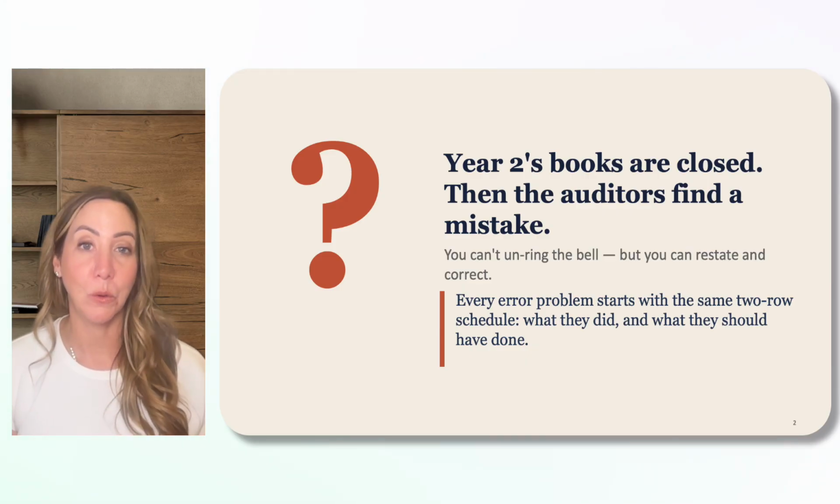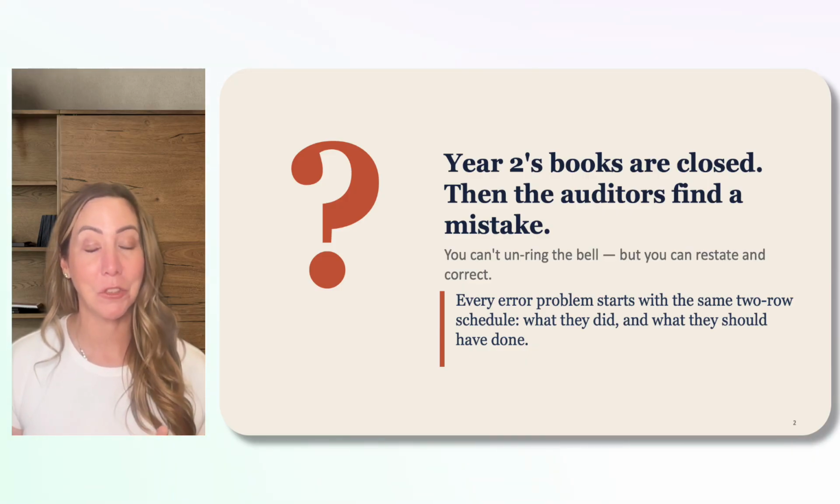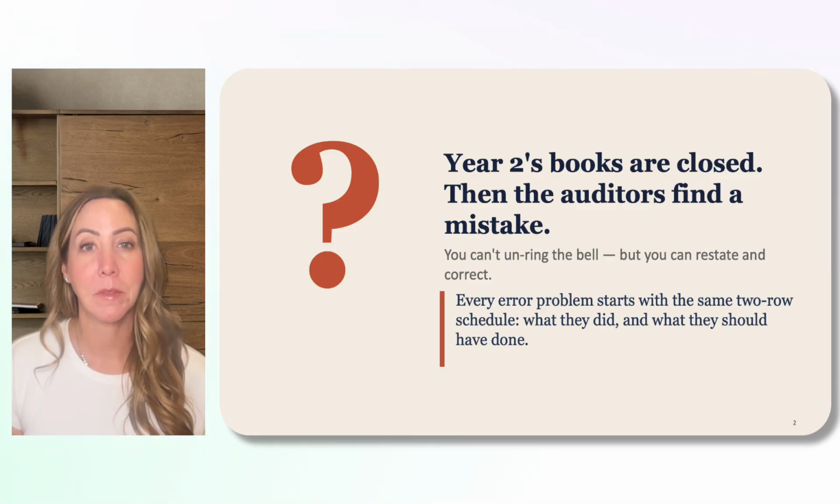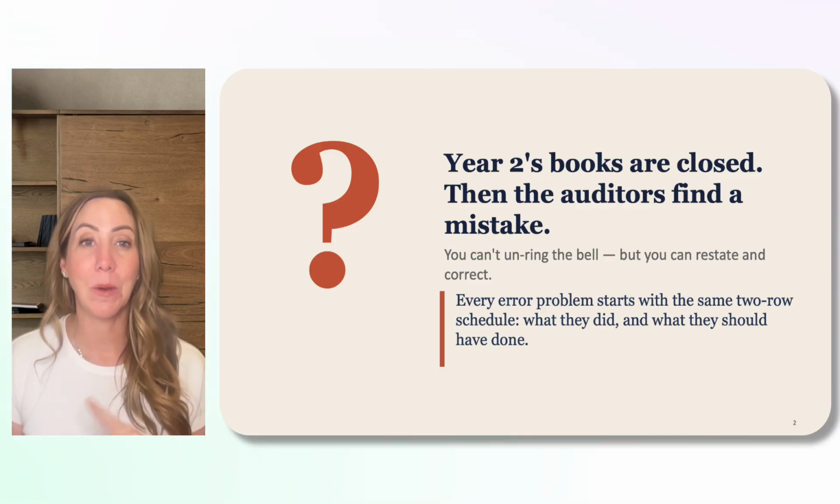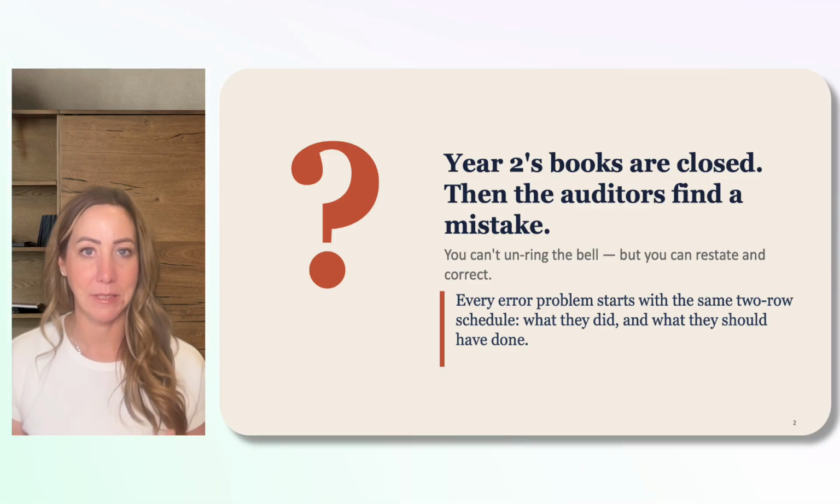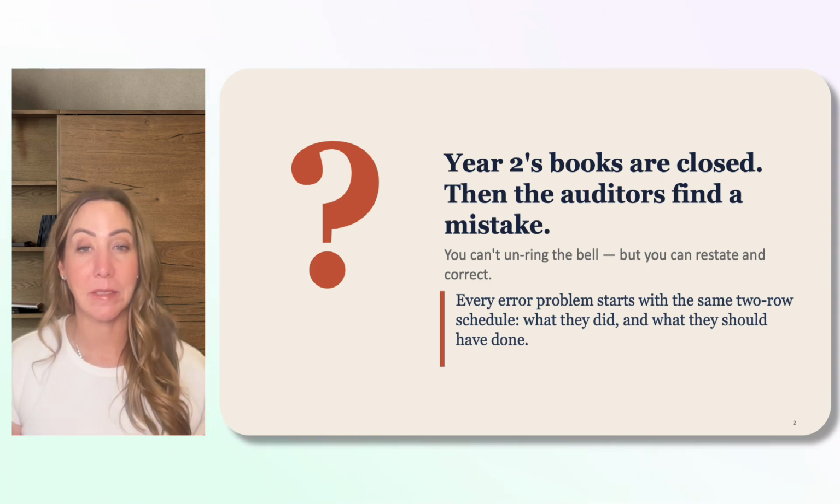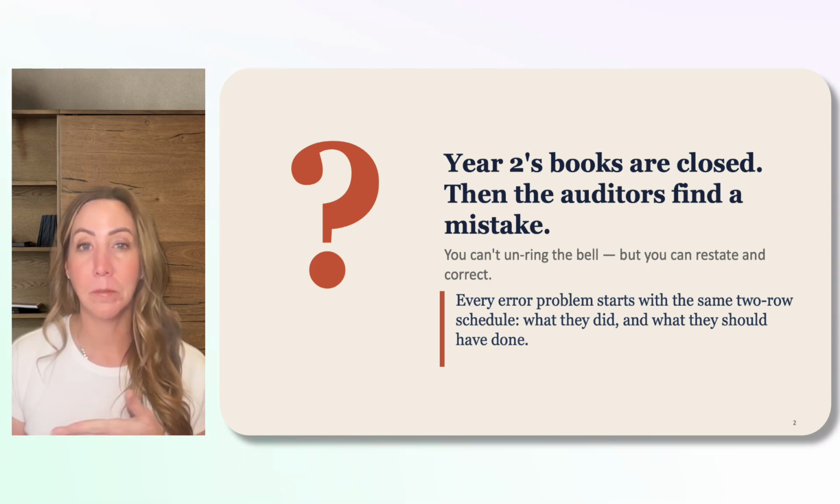Last year's books are closed. The financial statements are published. You can't unring the bell. So what now? GAAP calls for a prior period adjustment, which is the technical term for fixed retained earnings. But before you can correct anything, you have to understand exactly what the error did to each year separately. Did it affect revenue and expense accounts last year, this year, both?